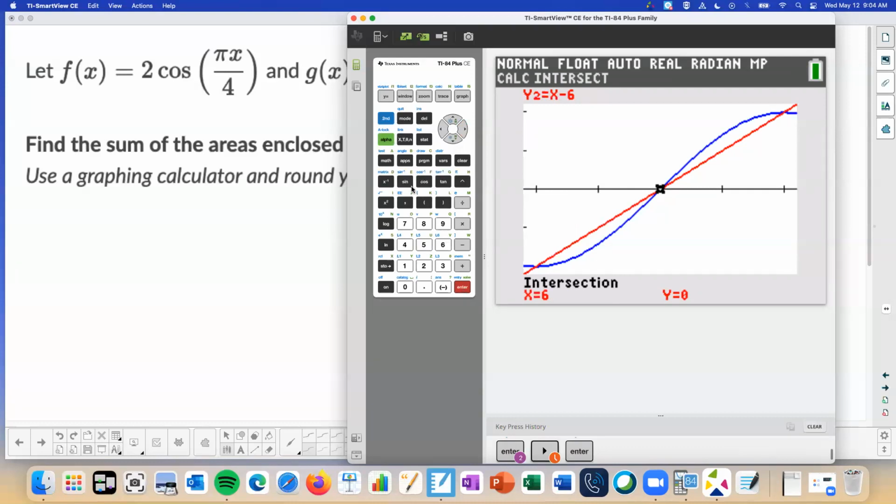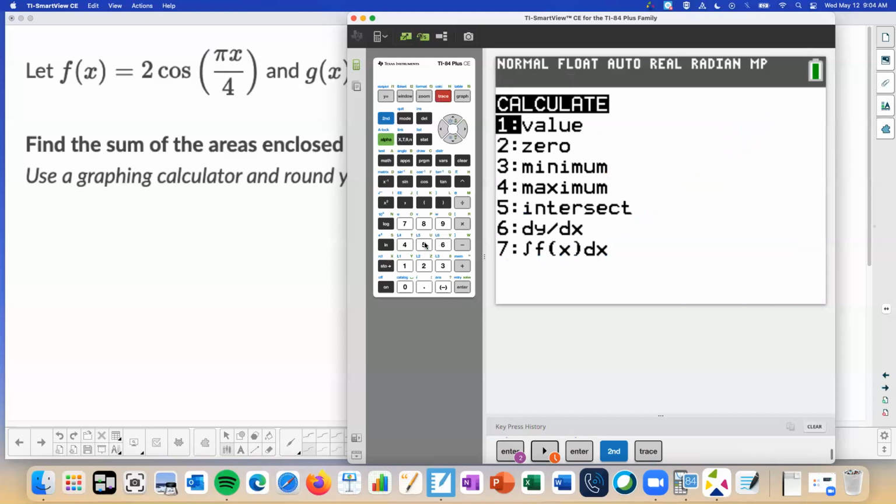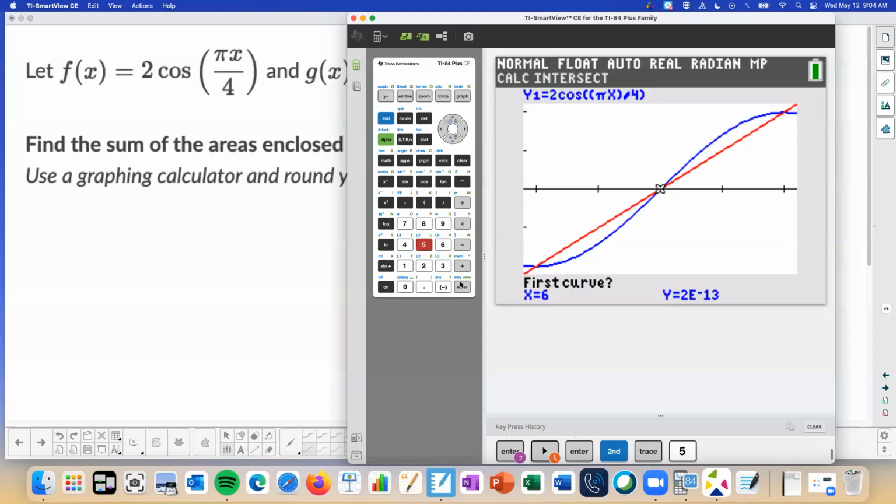I think our next question, they meet at a terrible spot though. And then I'm going to do second trace to look for the third intersection, which I'm pretty positive is 8. Okay, so I've got 4, 6, and 8. And I don't think I can, let's see. So the red one is Y2, blue one is Y1.